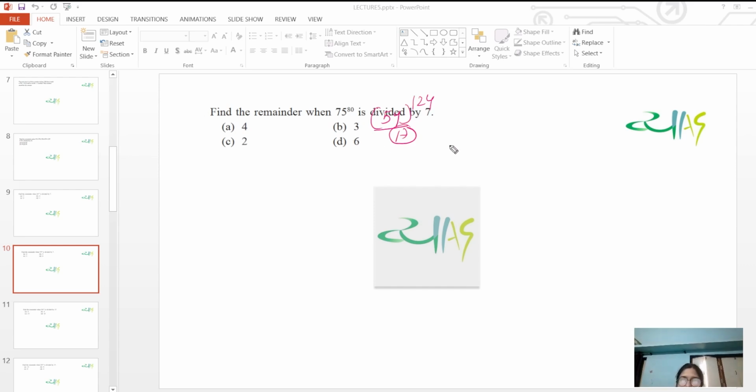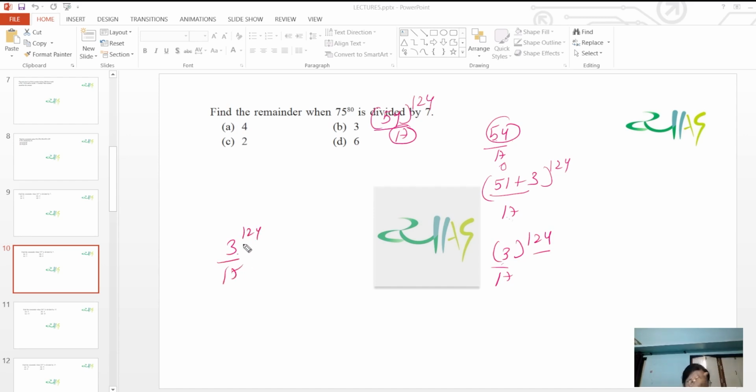Now what you have here is 54 divided by 17. This 54 can be written as 51 plus 3, divided by 17 to the power 124. We again know 17 is a prime number. The 51 part will become 0 because it is divisible. So actually we have to calculate 3 to the power 124 only.